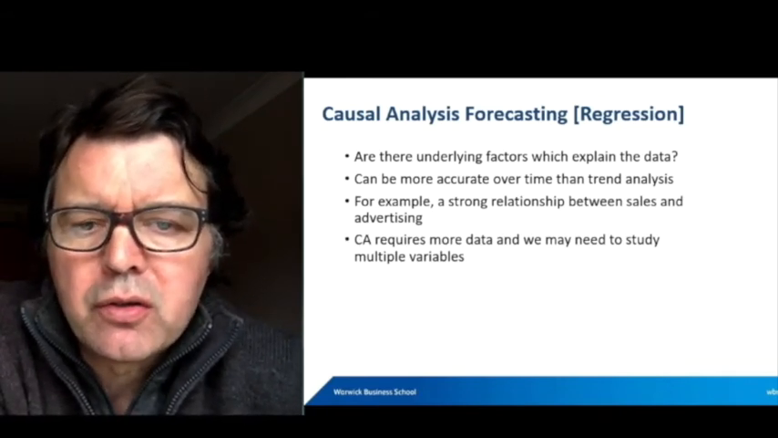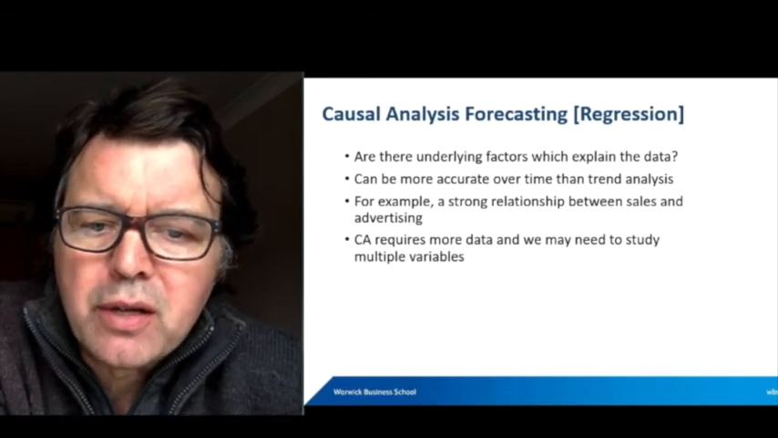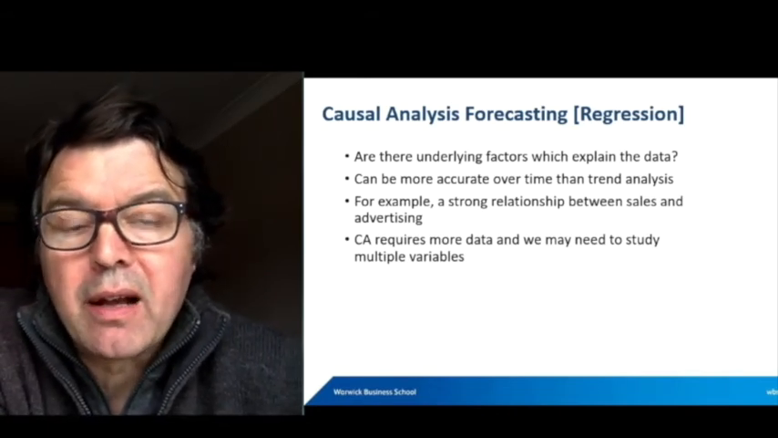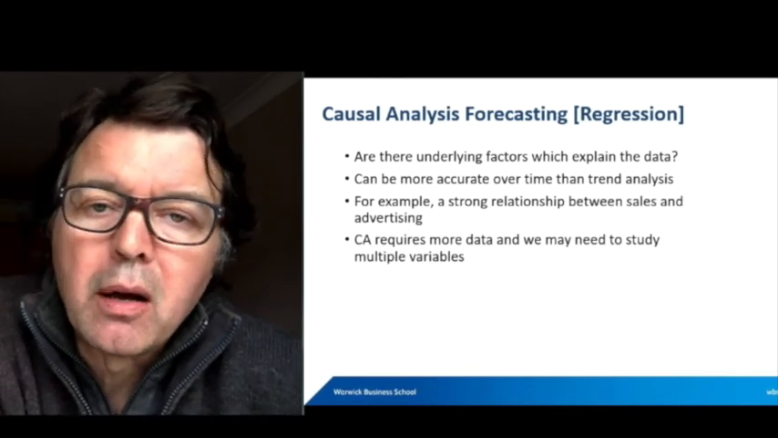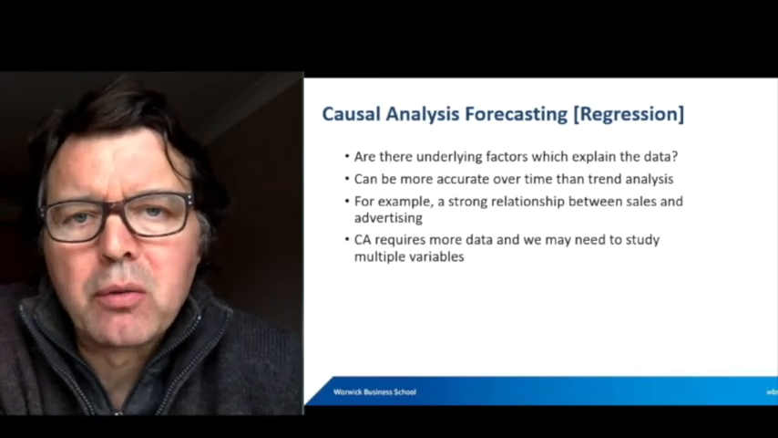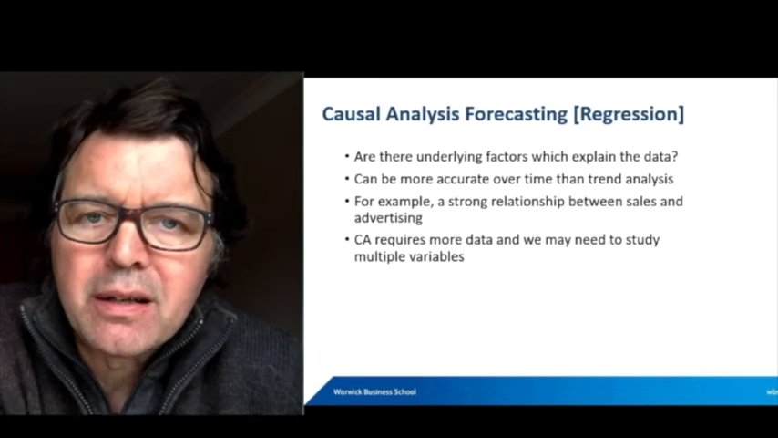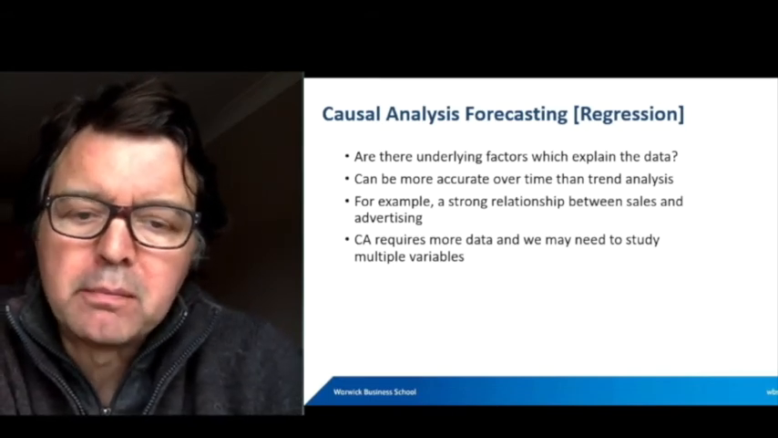Now, causal analysis requires more data, and we may need to study multiple variables to get some kind of reliable model there. But if we can build a regression model which actually has causal links, then it's going to be a more reliable model.